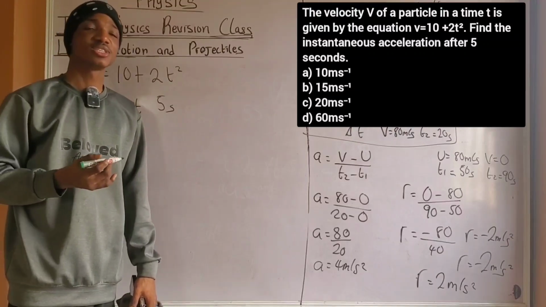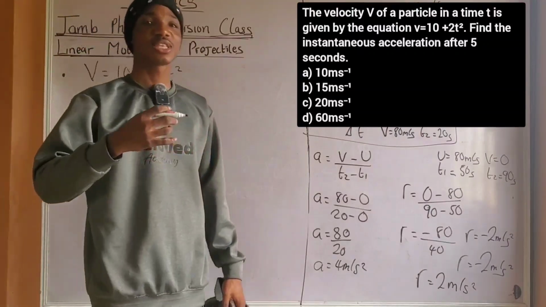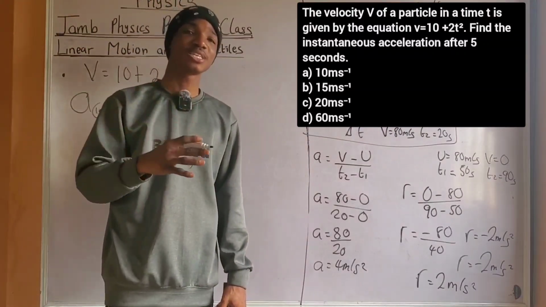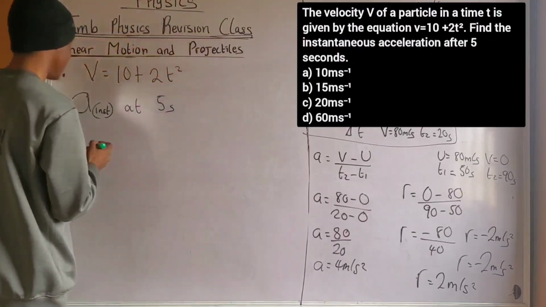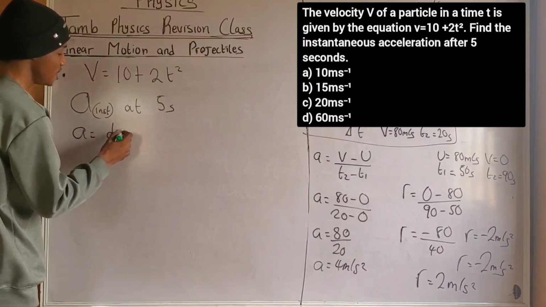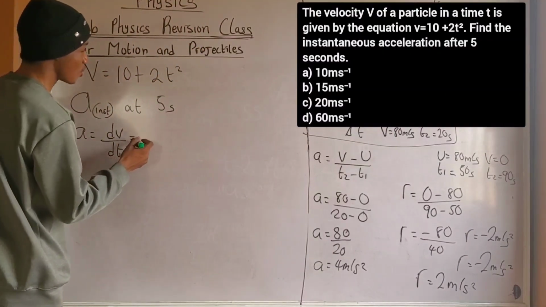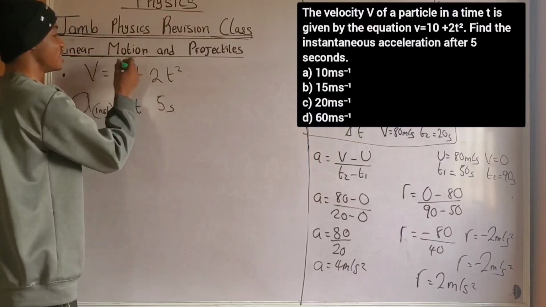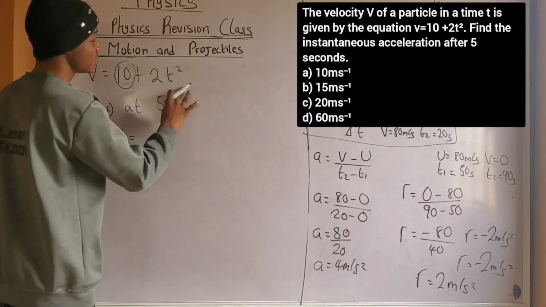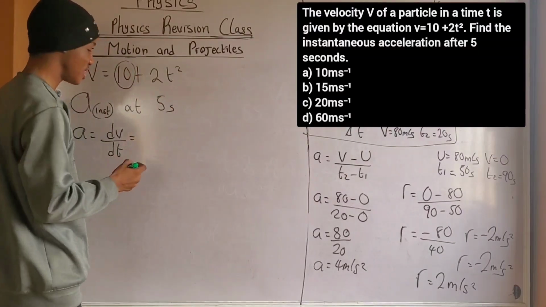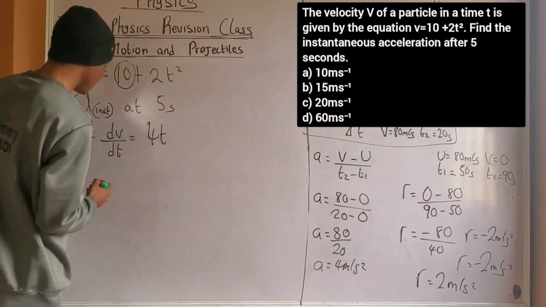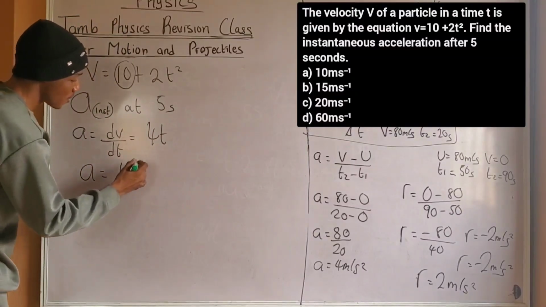Are you getting it? Since you know that acceleration tells us how fast the velocity of an object is changing, acceleration is equal to dv over dt, calculus. If you differentiate 10, you're going to have 0. If you differentiate 2t squared, what are you going to have? 4t, right? So I'm going to have 4t.